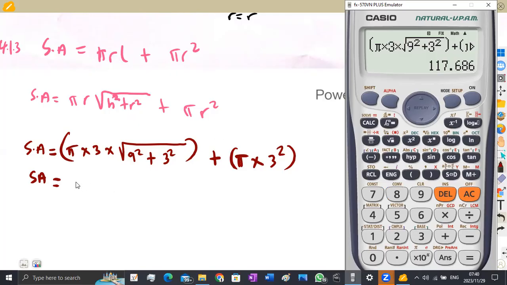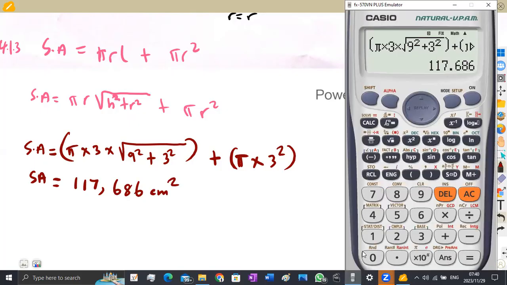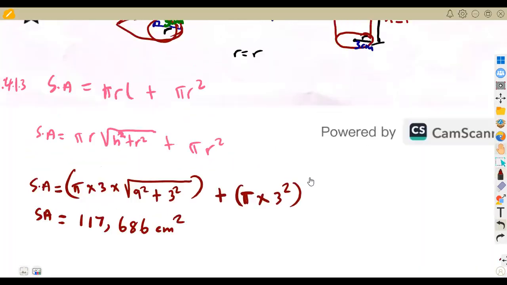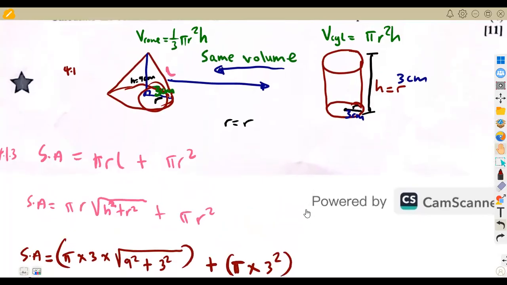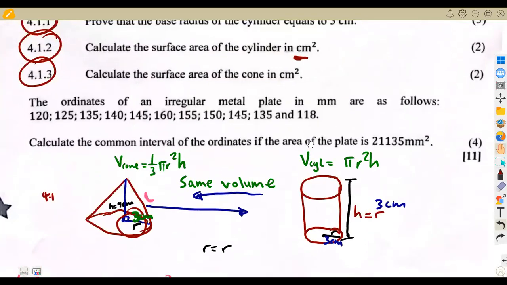Okay, if you round off directly, that's going to be 117,686 square centimeters. Remember, this is area, and area is going to be measured in square units. If you're talking about area, but here we're given the lengths in centimeters, so it means you're supposed to write your answer in square centimeters, for area.